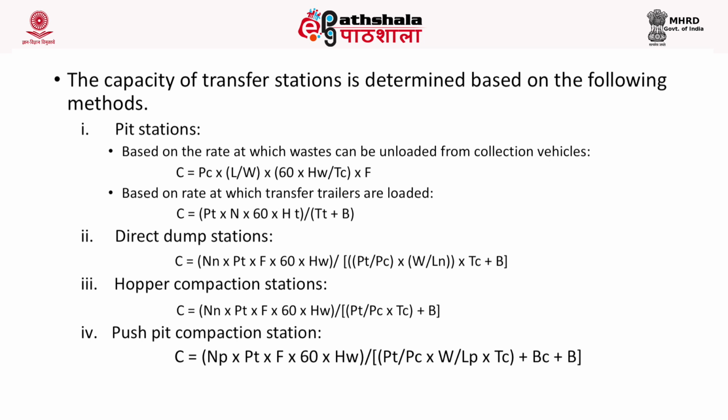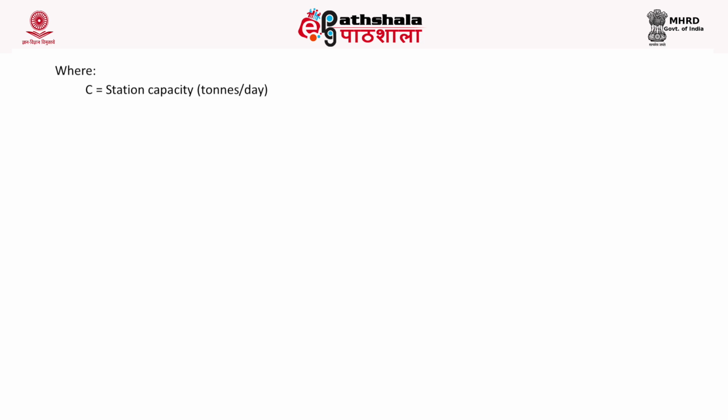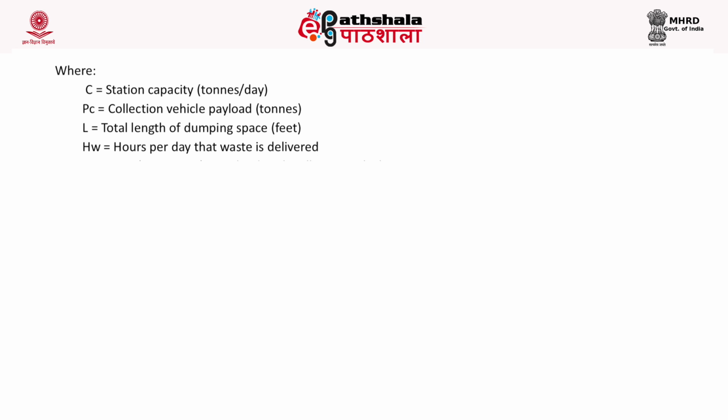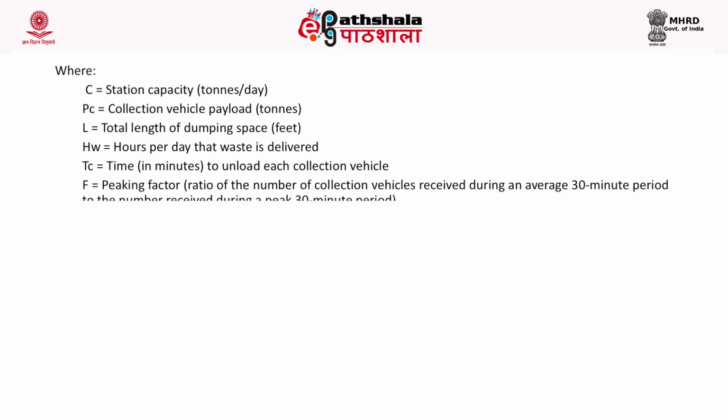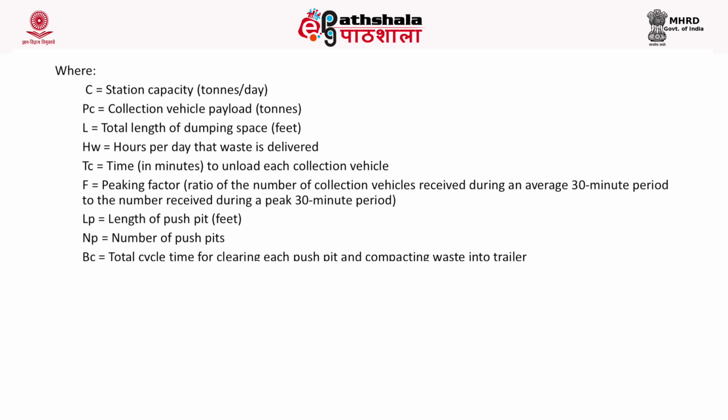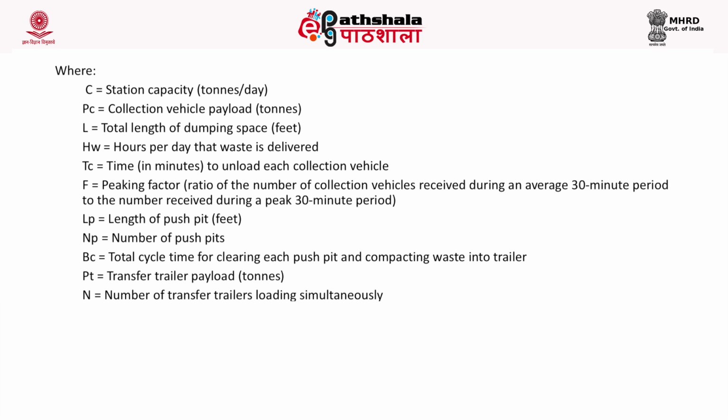Now, under the pit station, based on the rate at which the waste can be unloaded from the collection vehicle, it is given by C = PC × (L/W) × 60 × (HW/TC) × F, where C is your station capacity, PC is your collection vehicle payload, L will be the total length of dumping space, HW will be the hours per day that waste is delivered, TC would be the time to unload the waste from each collection vehicle, and F would be the peaking factor, that is the ratio of the number of collection vehicle received during an average 30-minute period to the number received during a peak of 30-minute period.